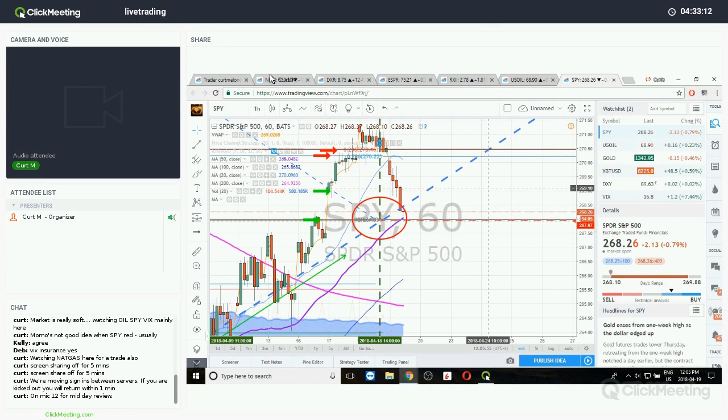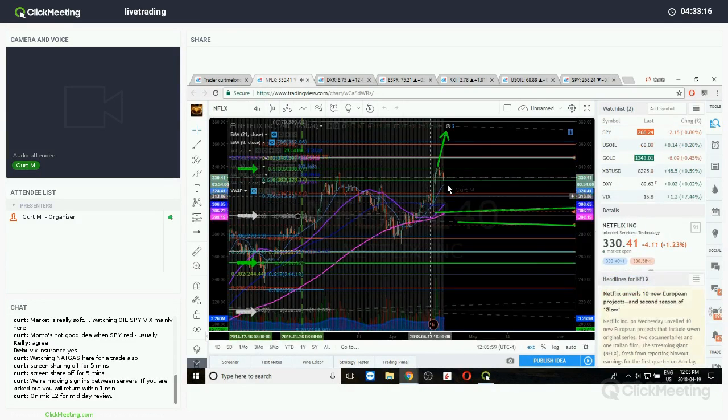Then we have Netflix. So this trade's going exactly as planned in this model. It's sitting on support right now, right around 327.85. Your next support down is 316.37. Your next down is 313.86. And your full retracement is 296.64.